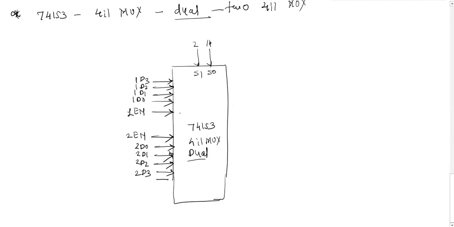The first enable bar signal is connected to pin number 1. The second enable bar signal is connected to pin number 15. D0, D1, D2 and D3 of the first multiplexer are connected to pins 3, 4, 5 and 6. And D0, D1, D2 and D3 of the second are connected to pins 10, 11, 12 and 13. The outputs generated are Y1 and Y2. This is the first Y and this is the second Y, which are available on pin number 7 and 9.